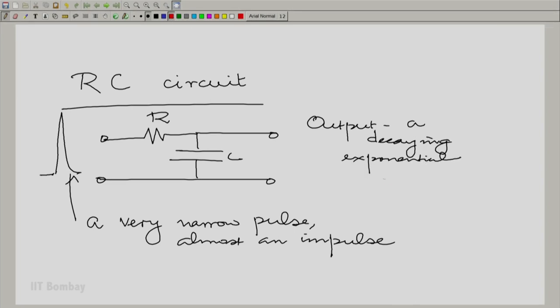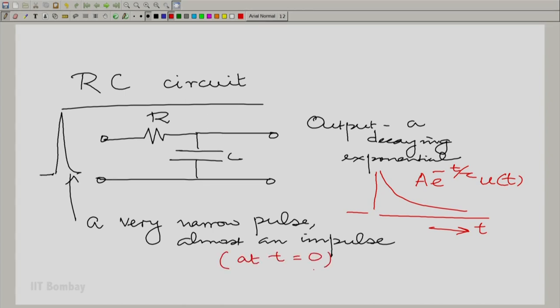So, you can actually sketch the output here. And you could model the output in the form, if this is the time axis t, some A e raised to the power minus t by tau. Of course, you should be writing u(t) because it starts from t equal to 0. Now, these RC values typically have to do with certain parameters related to that circuit. So, this RC circuit could be a good model for a practical system.